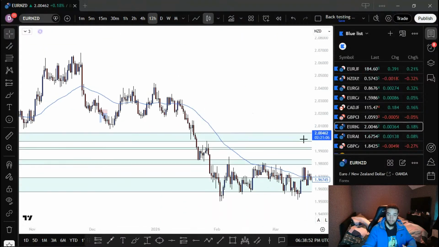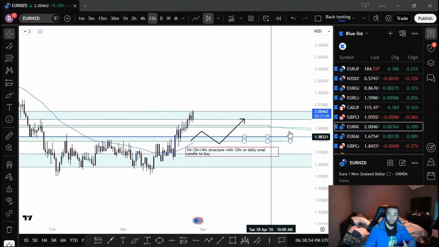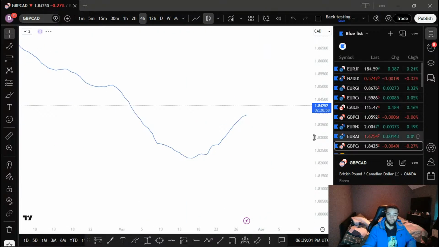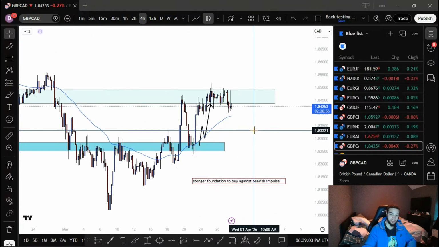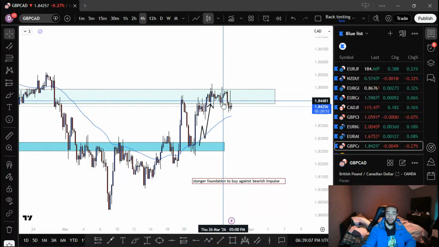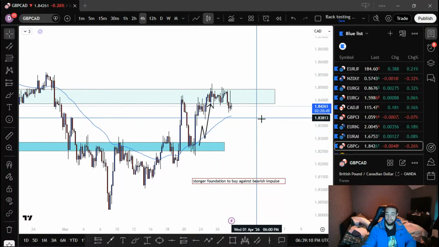That was correct. This was also correct, but price just went up. This was also correct. The price just went up. And this one was also spot on, but there was no way to enter. Price just came back, boom, shot up, and then just stayed here for the rest of the week.